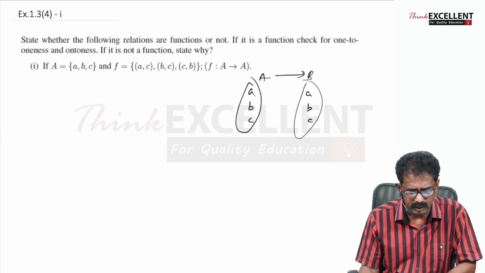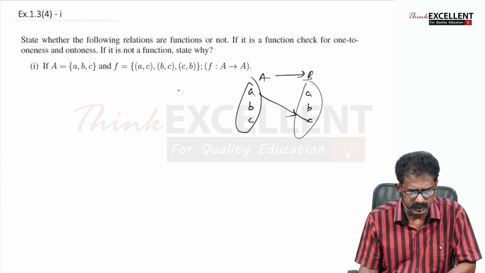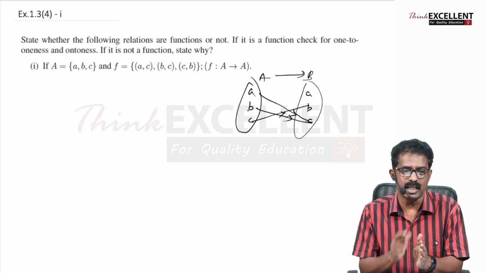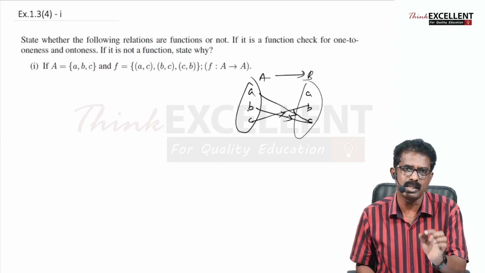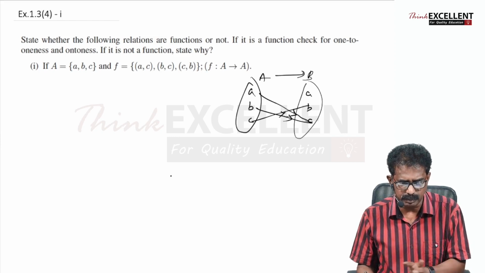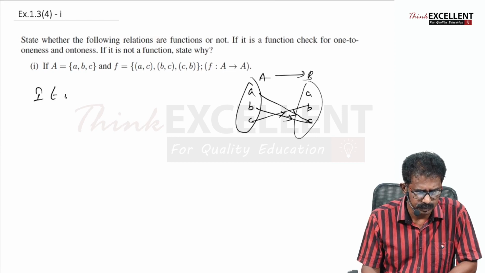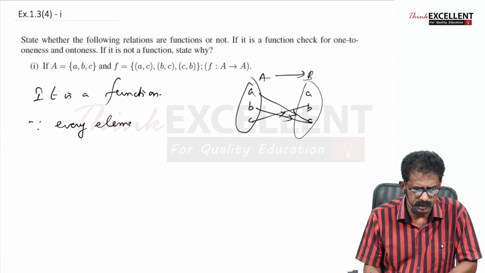See the first one, A is related to C. Second one, B is related to C. Third one, C is related to B. Is it a function? Every element of the domain A, B, C has an image. And every element has only one image, right? A has one image, B one image, C one. So it is a function. So the first one of the subdivision, it is a function. Reason you can say, since every element of A has only one image.